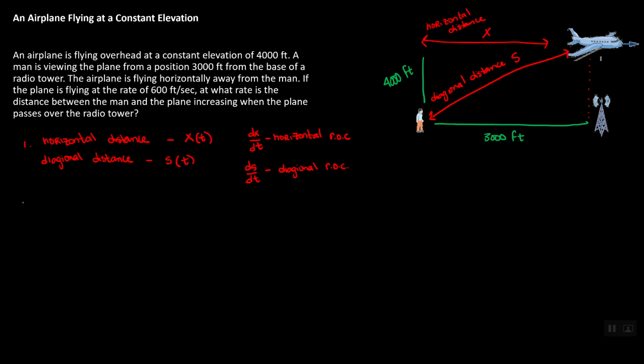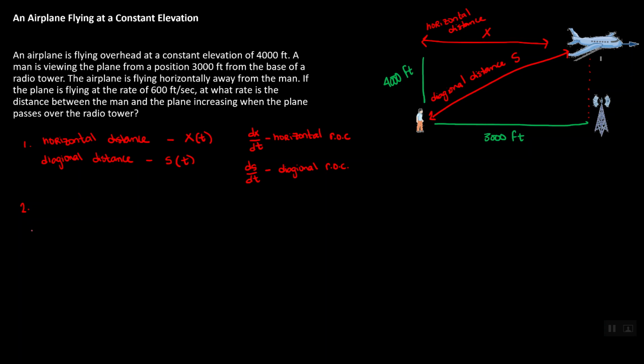Moving on to step 2, we're going to try and state the given information using the variables that we have. Now we're told that the airplane is at an elevation of 4,000 feet. We don't have a variable for that because it's not changing, so it's not a variable that we're going to put next to that, but we do have it in our diagram, so we're good. Also that the man is 3,000 feet away from the radio tower. No variable needed there because that's a constant.